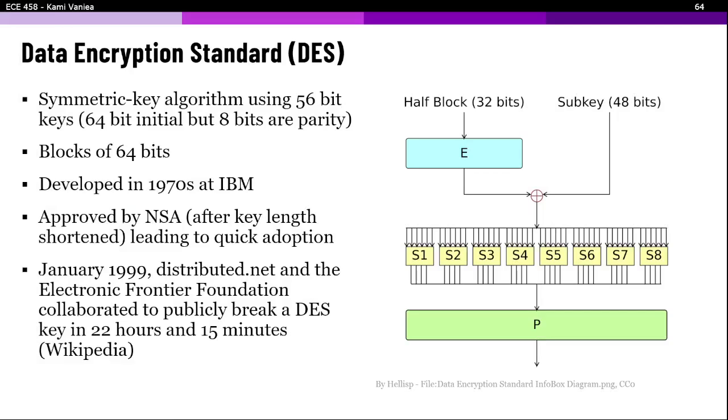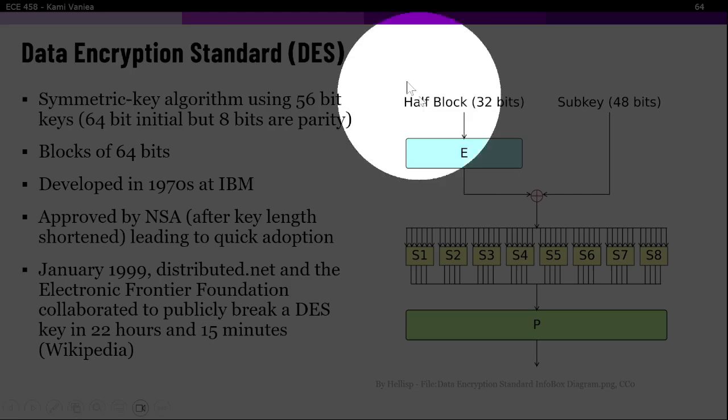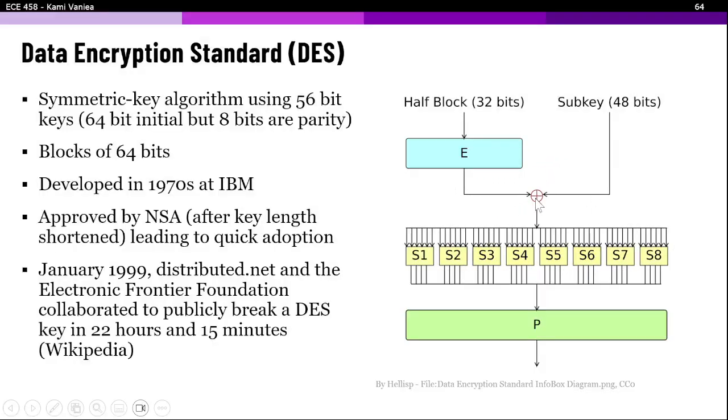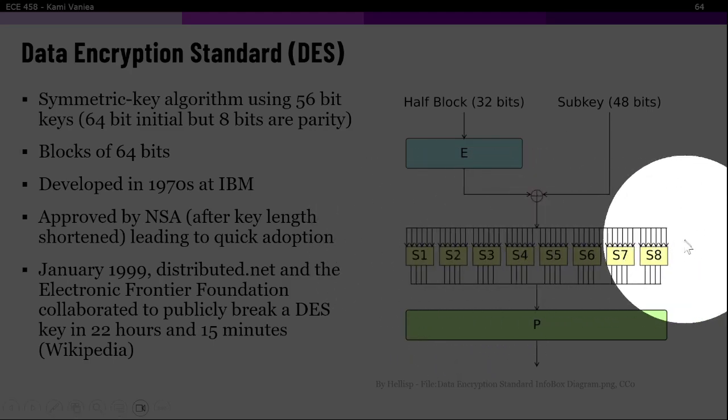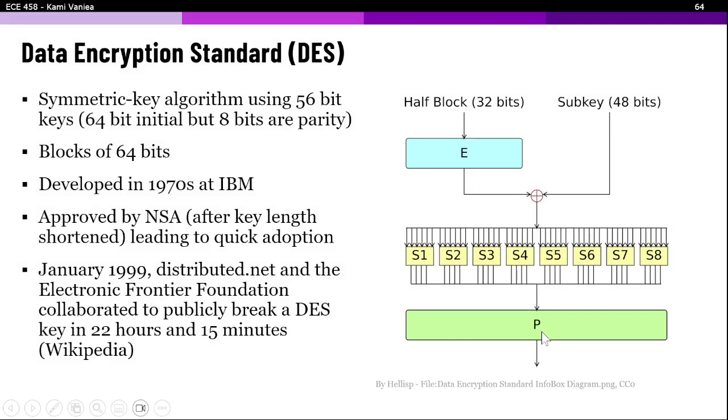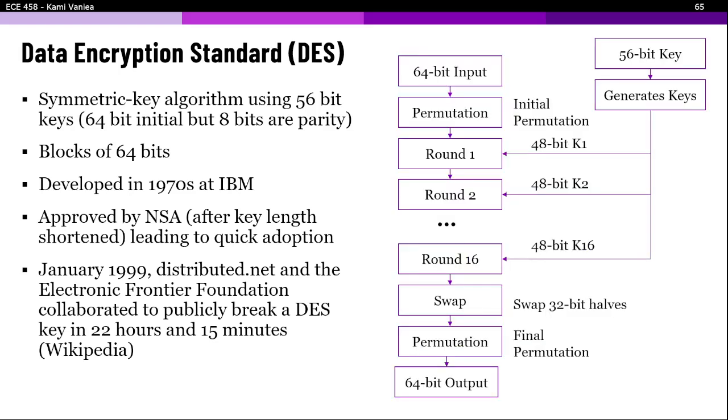DES is a block cipher. So it takes a block and divides the block in half, and then it does a substitution basically on only half the block. The idea here is you have a half block, you have the subkey, you bring them together. I think this is an XOR. Then you send them down through a whole bunch of substitution cipher components, and you get things out.